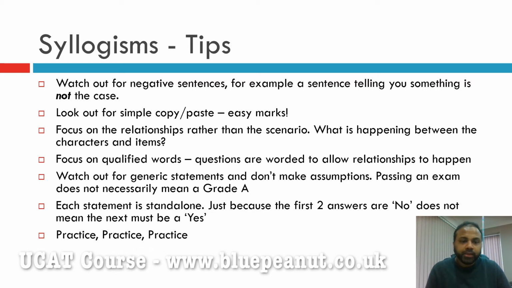The third point, qualified words. All right, so questions are worded to allow relationships to happen, relationships between A's and B's, relationship between this or that. So look at what qualifies that relationship. You know, is it with, is it against, is it for, is it not? You know, look at what relationship you have between subject and object. Watching out for generic statements and not to make assumptions. I think that's quite easy. And I expect you'd get the hang of that quite easily when you see some of these syllogism questions.